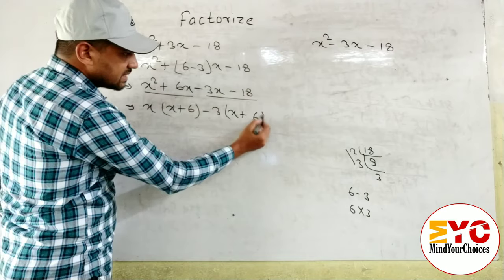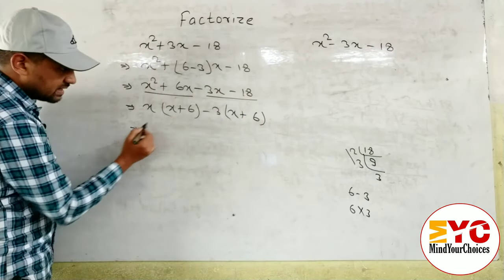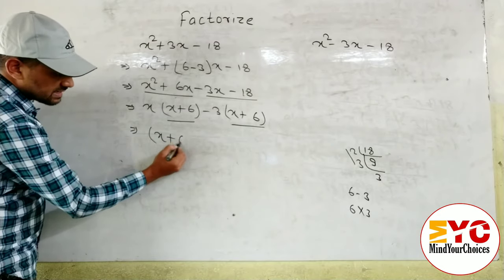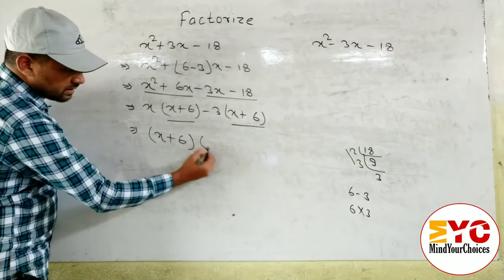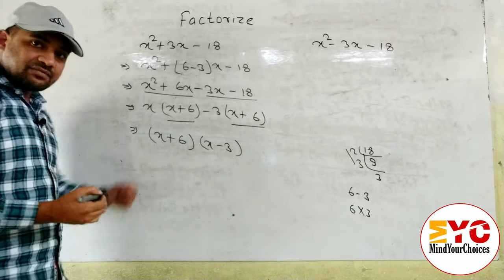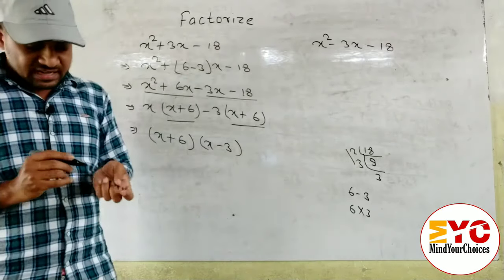3 sixes are 18. Now you can see x plus 6, x plus 6, so we can take x plus 6 common. Remaining x is here and minus 3 is here. Don't write 3 only; we have to take it with the sign. Now look at the next one.